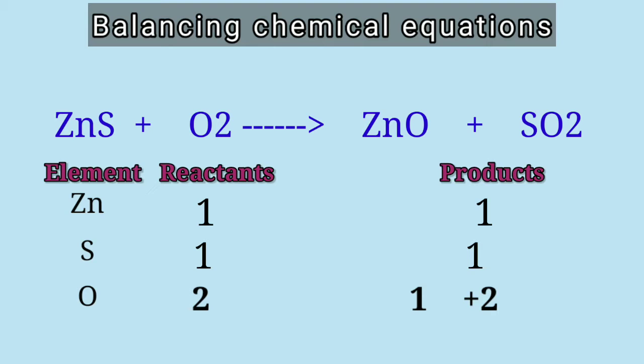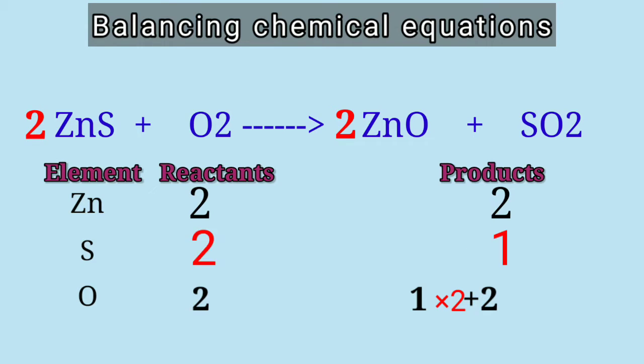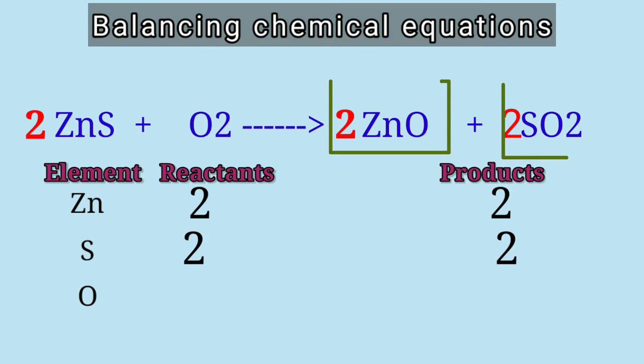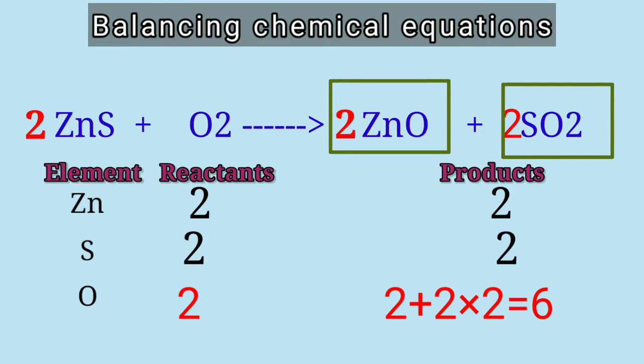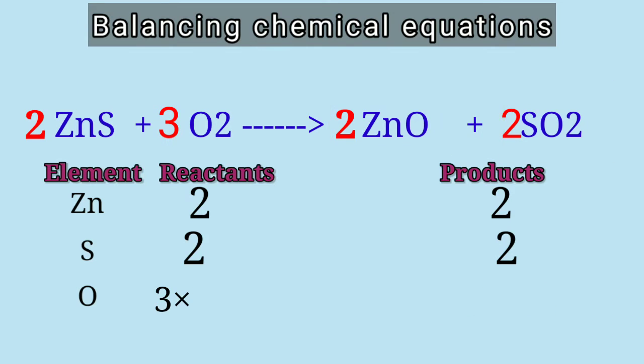To make it even, we multiply zinc oxide by 2, but that disturbs the balance of zinc. To equalize that, we multiply zinc sulfide by 2, but then sulfur becomes 2. So we multiply sulfur dioxide in the products by 2. Now the remaining element is oxygen. The product side has 6 oxygen atoms, 2 in zinc oxide and 2 twos, that is 4, in sulfur dioxide. So to equalize that, we will multiply oxygen by 3. That becomes 3 twos, which is 6. So we have 6 oxygen atoms on both sides. The number of elements is now equal on both sides and the equation is balanced.